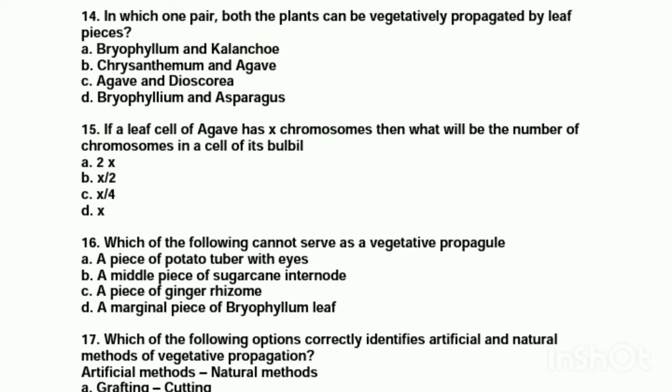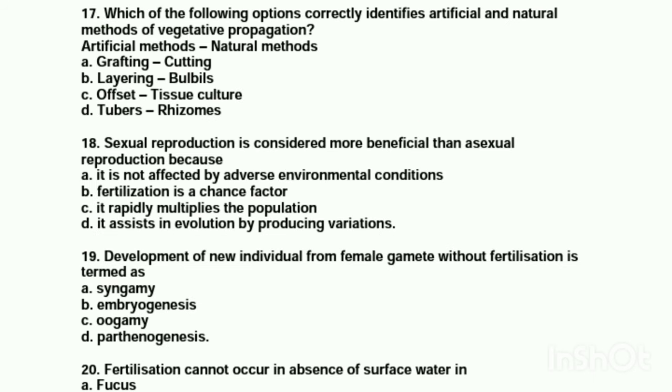Which of the following cannot serve as a vegetative propagule? A middle piece of sugarcane internode. B. Which of the following options correctly identifies artificial and natural methods of vegetative propagation? Left is the artificial method, right is the natural method. Layering, bulbils. B.